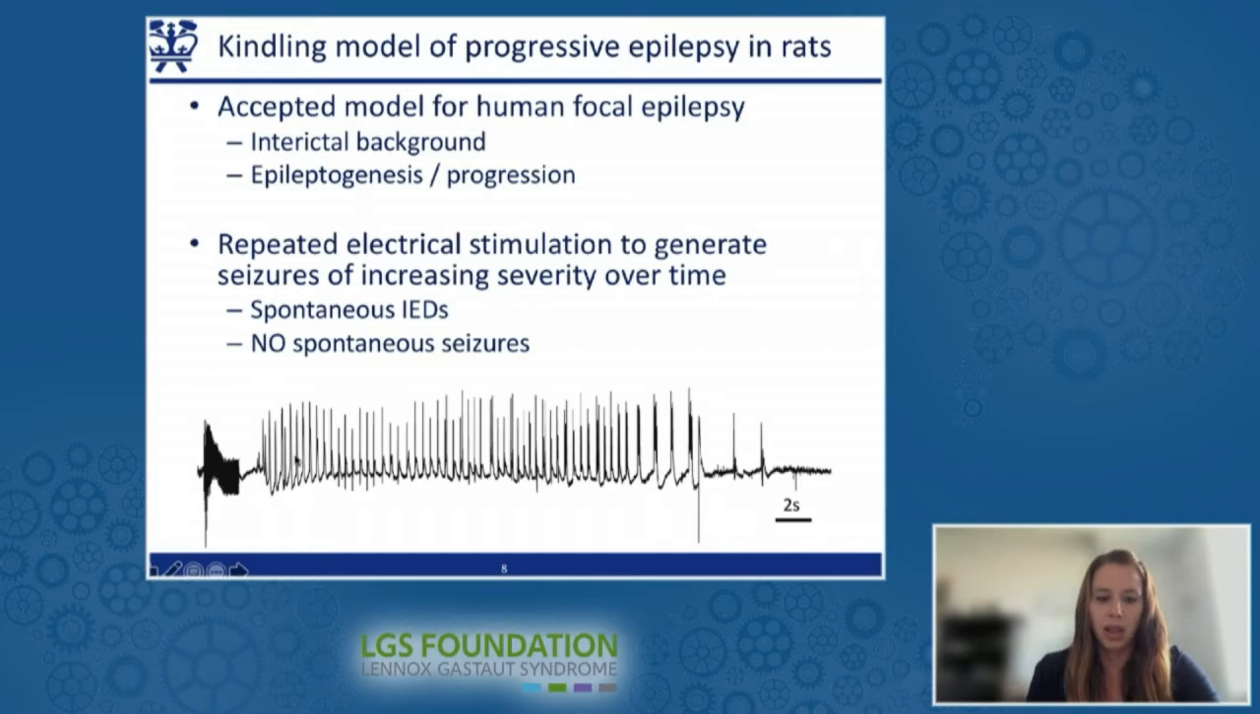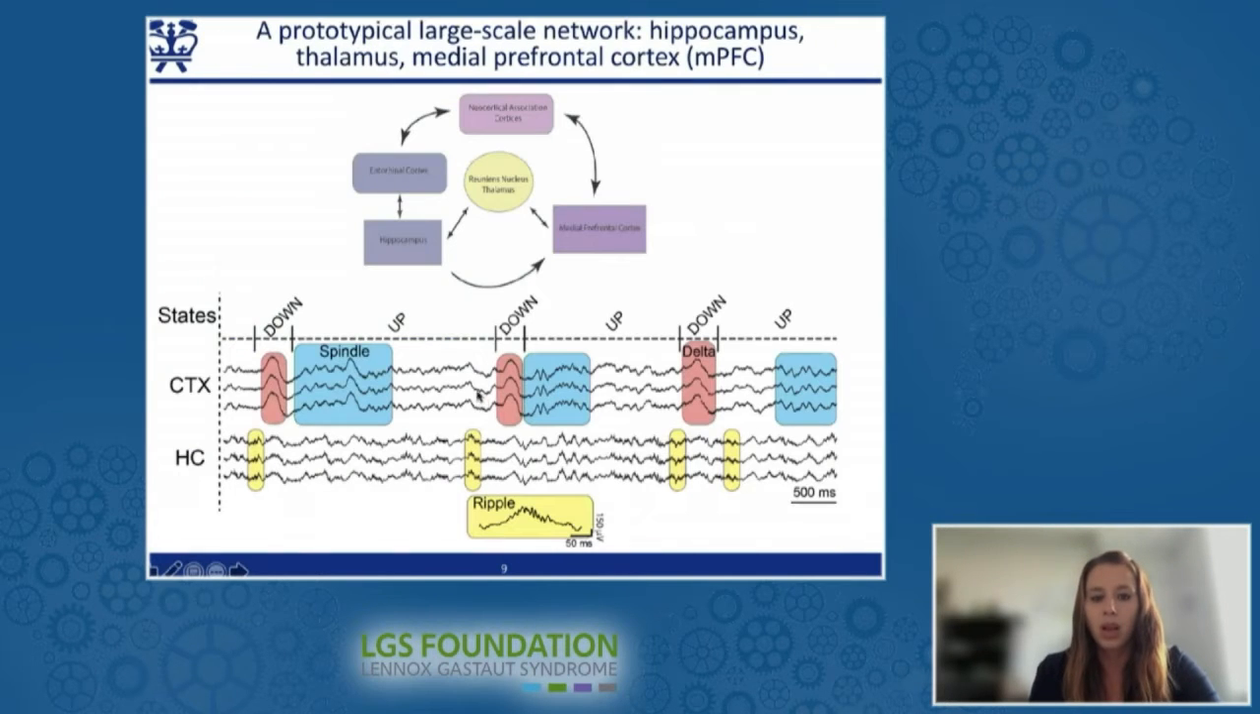And this is an example from one of our rats. Importantly, this actually generates seizures that have progressively increasing severity over time. And in their interictal state, they have spontaneous IEDs that closely resemble human IEDs. And this allows us to focus on the progression of interictal abnormalities in this type of model.